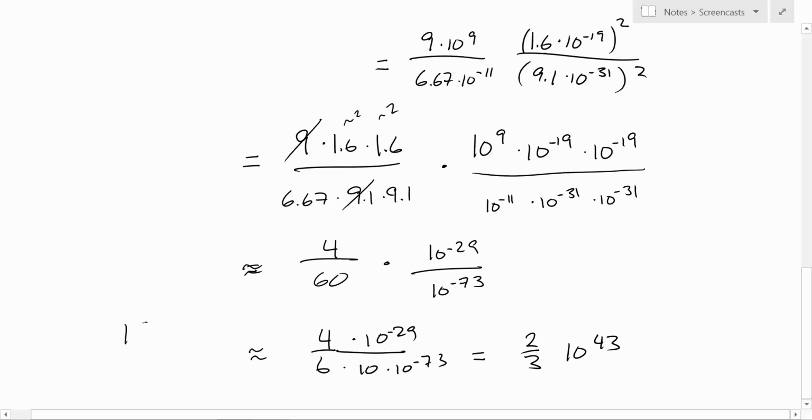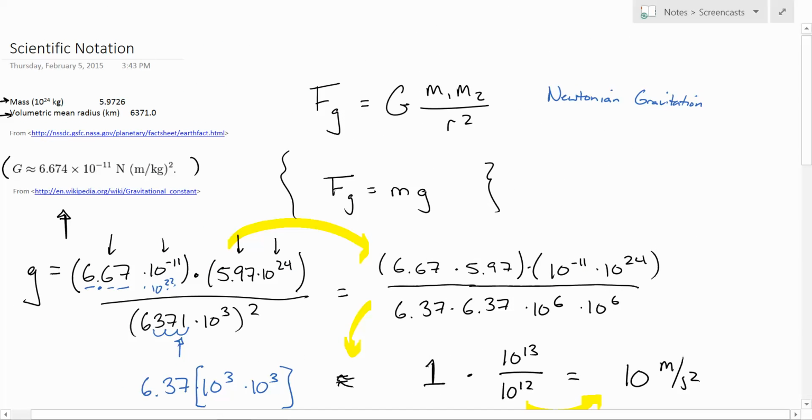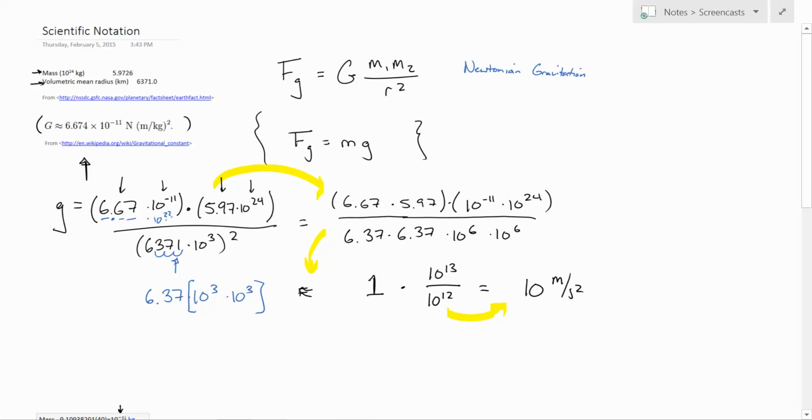So, electric force to gravitational force. Electricity wins by a huge margin. It's one of those interesting quirks. So hopefully this is kind of a good reminder of how to deal with scientific notation.